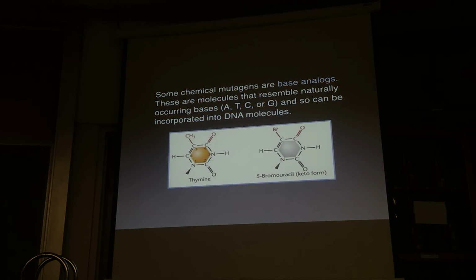So here we see two molecules. One is thymine, and the other is a compound called 5-bromouracil. Thymine is 5-methyluracil. So you see that CH3 up in the corner? Otherwise, if you took that CH3 off, that thymine would be uracil. So 5-methyluracil is thymine. 5-bromouracil is a base analog. It can be incorporated into the DNA molecule in place of that thymine.